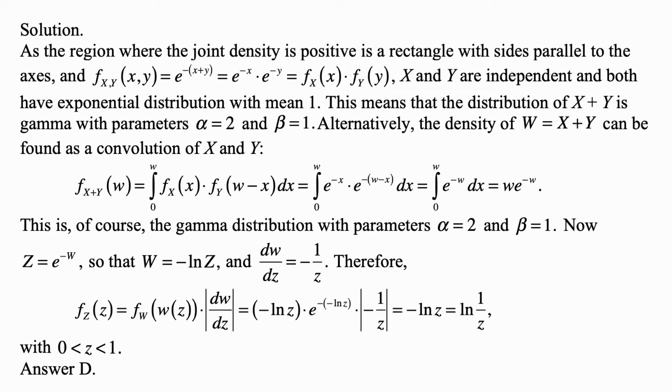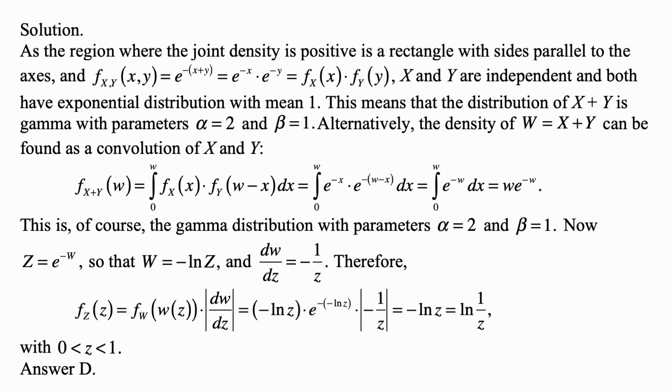And here's a solution. Because the region where the joint density is positive is a rectangle with sides parallel to the axis, and the joint density is a product of e to the minus x times e to the minus y, and these are densities of x and y respectively, x and y are independent and both have exponential distribution with mean 1.